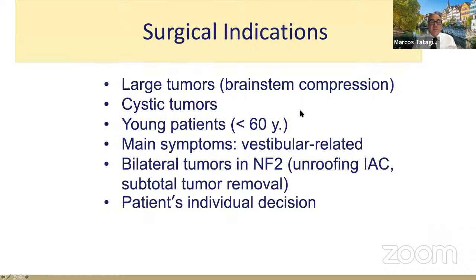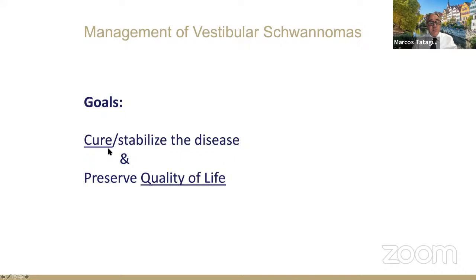The surgical indications in our department are these: large tumors with brainstem compression, cystic tumors, young patients. If the main complaint is really vestibular related, then we perform a vestibular neurectomy. In NF2 patients, we decompress the tumor, keeping the function of facial nerve and hearing if possible. And of course, the patient's individual decision has to be respected.